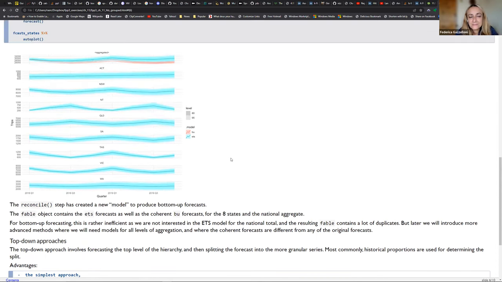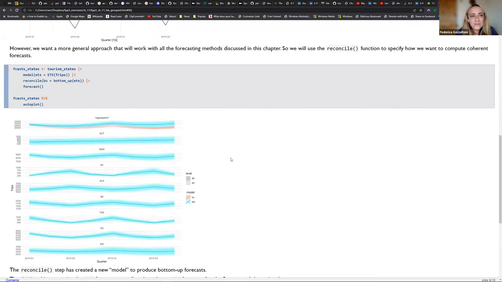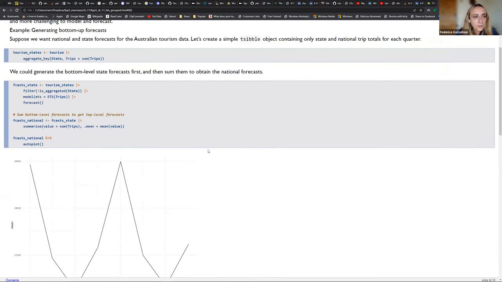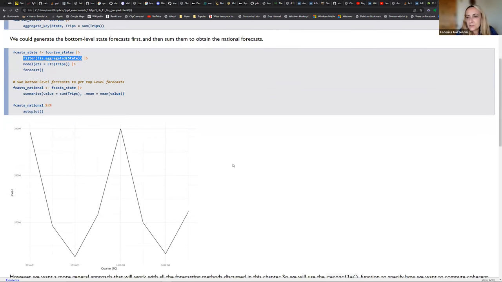When we filter, we filter out what is aggregated. But what does the is aggregated function do, because we already aggregated K with this function, so they are aggregated. So what do we filter with this is aggregated function?